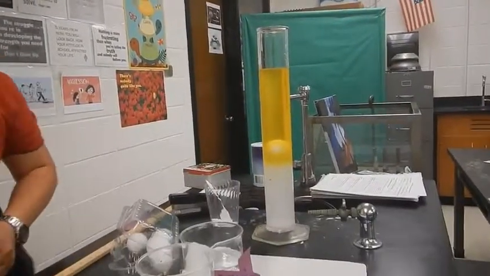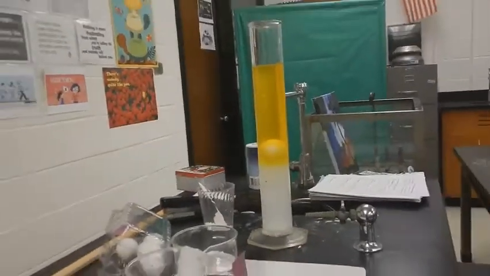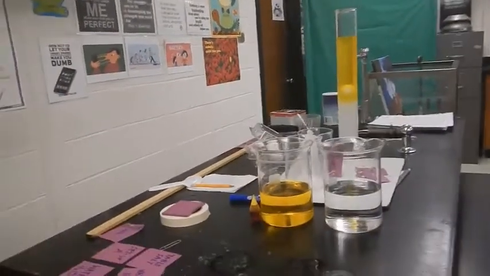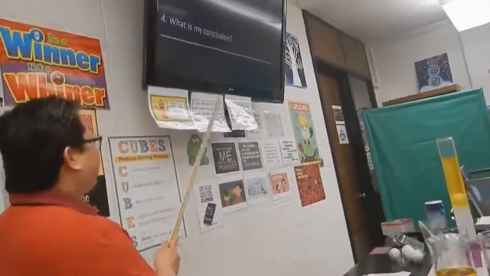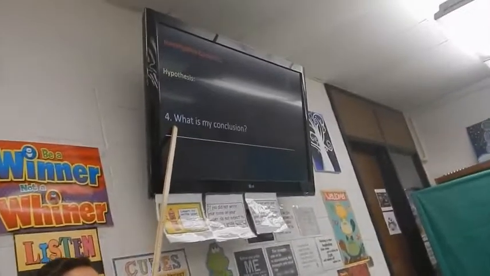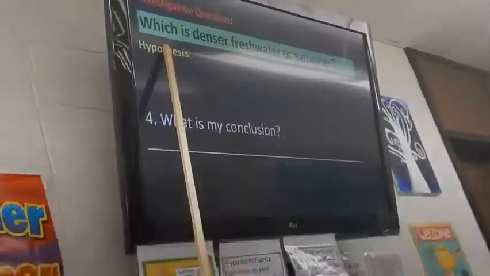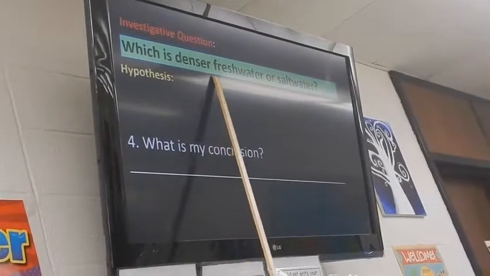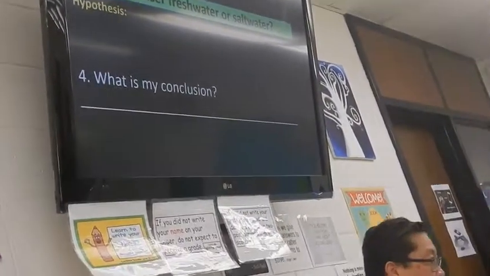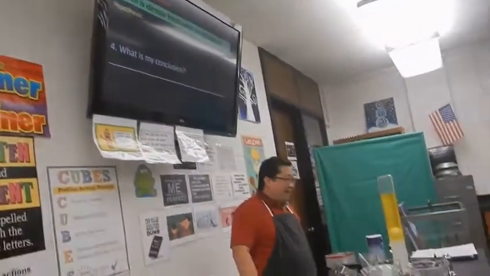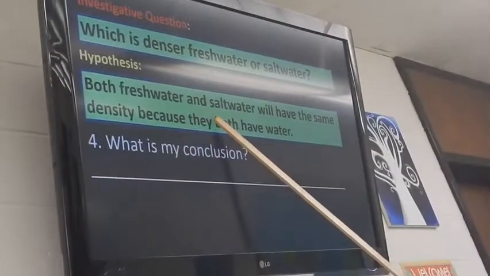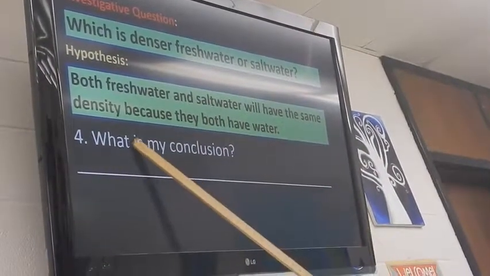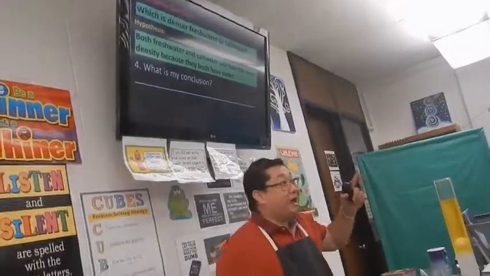Okay? Now, let's go to the next one. We will now go to the next question, question number 4. Our investigative question is, which is denser, fresh water or salt water? Okay. And our hypothesis is both fresh water and salt water will have the same density because they both have water. But what did we find out in our experiment?